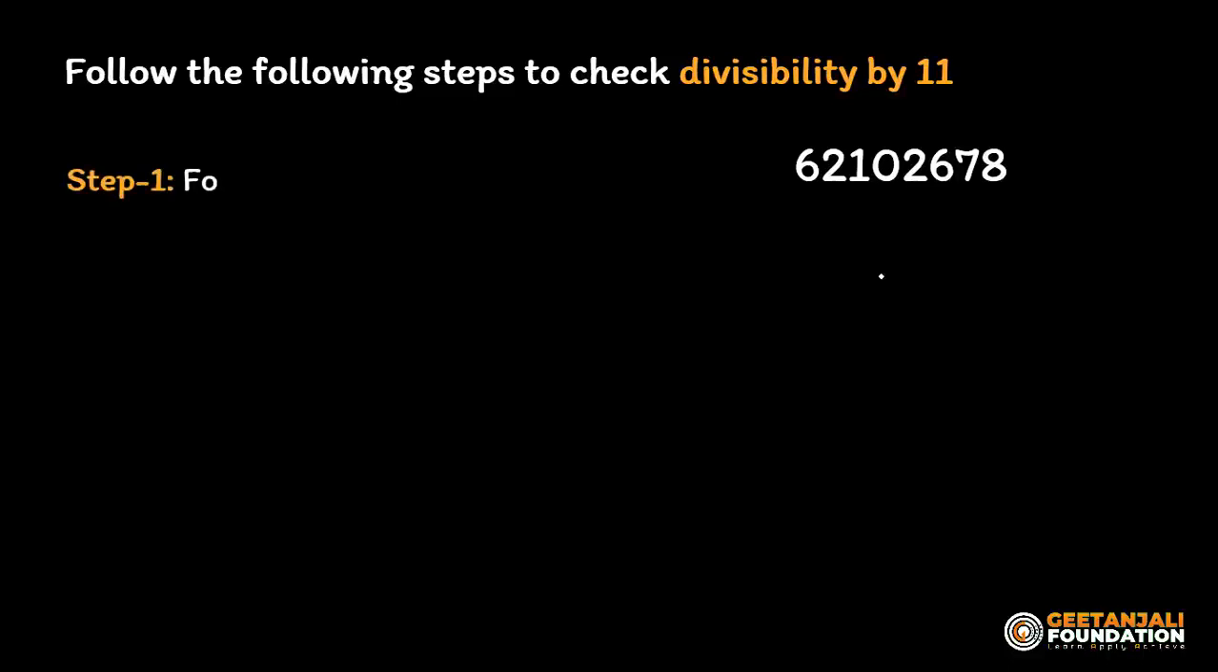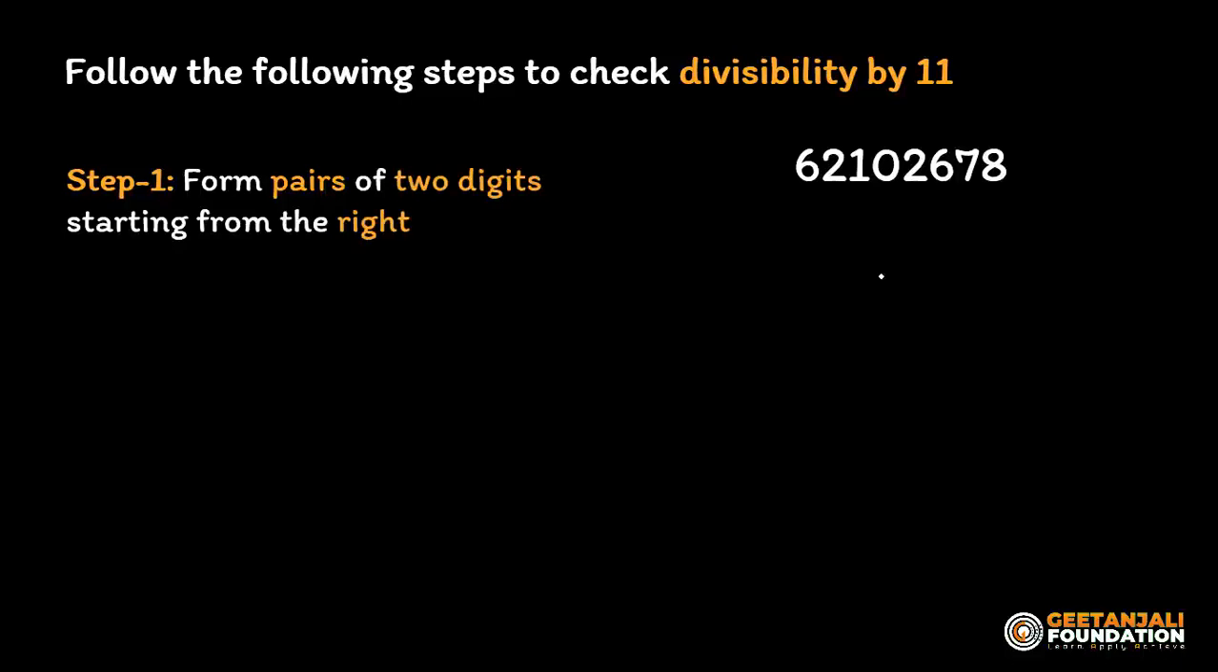So in step 1, we form pairs of 2-digit numbers starting from the rightmost digit. It means you need to find pairs of 2-digit numbers starting from here. So the first pair will be this, the second pair will be this, the third pair will be this, and the fourth pair will be this. So we have formed pairs. Our pairs are 62, 10, 26 and 78.